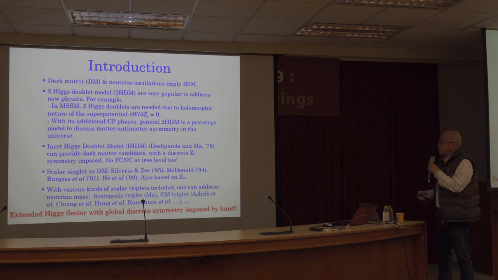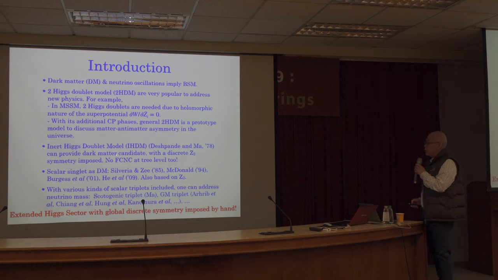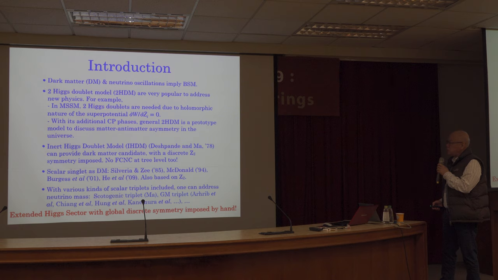And one particular version, the so-called inert Higgs model, by imposing some discrete Z2 symmetry, can lead to the existence of a dark matter candidate in the two-Higgs-doublet model. And even a simpler extension, just adding a scalar singlet to the standard model, you can have dark matter too by imposing Z2. This model has been studied by many people, including Xiaogang here.